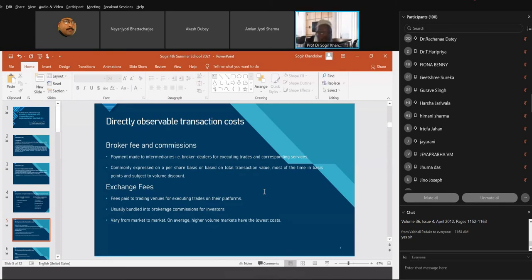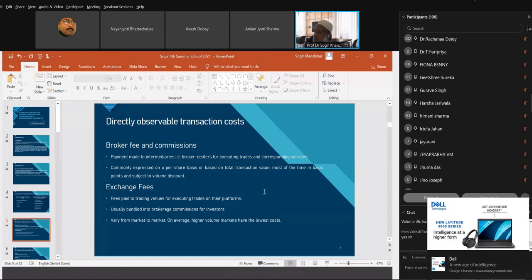Next, we have the exchange fee. These are the fees paid to the trading venue for executing trades on their platform. They are usually bundled into the brokerage commission for investors. These tend to vary from market to market. From study findings, it has been found that on average, higher volume markets have lower cost.